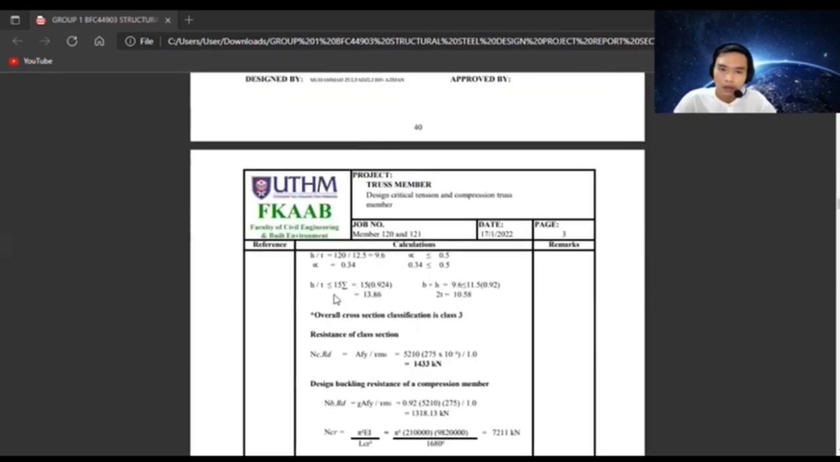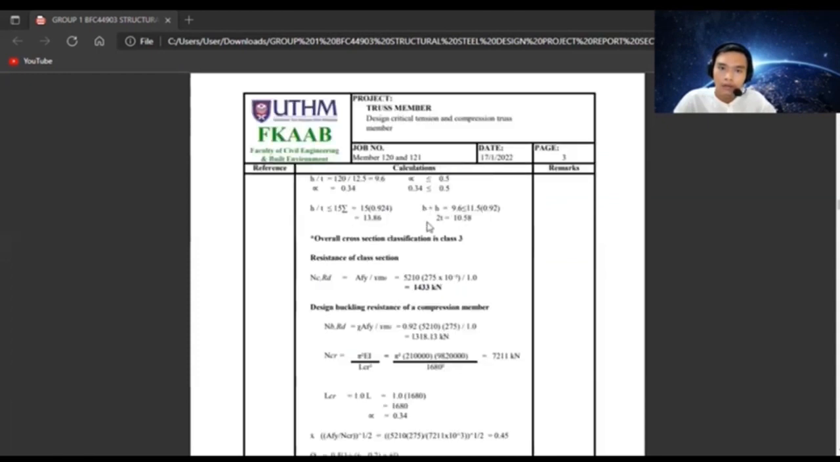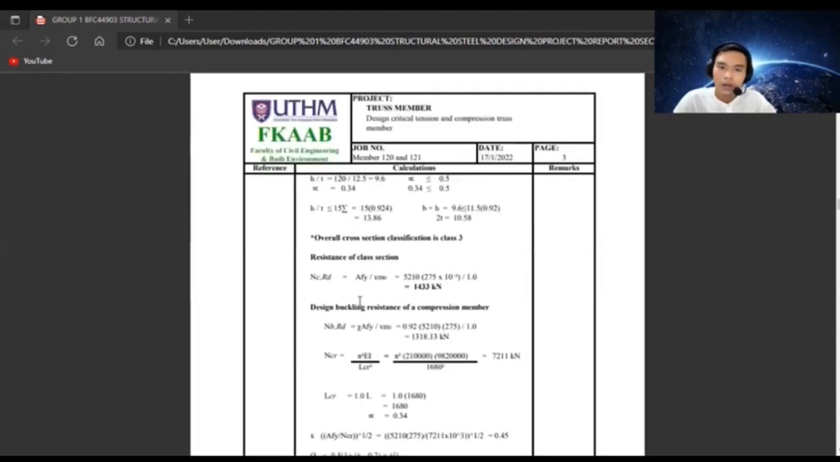So h over t, which we calculated here, is lower than 15 epsilon, so we use 15 times 0.924, and we got the value of 13.86. So the overall cross-section classification is class 3, and the resistance of the cross section, NcRd, as you can see, we get from the above calculation. It's the same as NtRd, which is Nt for tension, Nc for compression, and it's the same value, 1433 kilonewton.